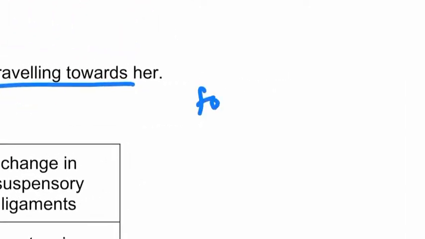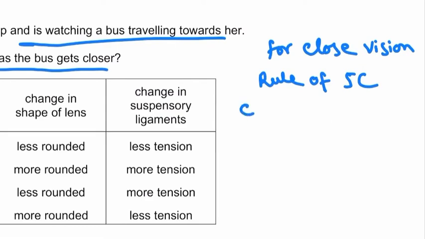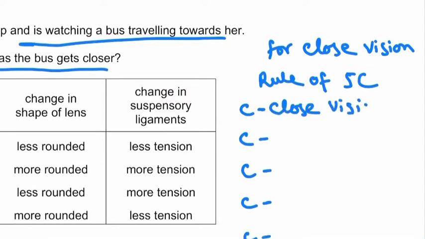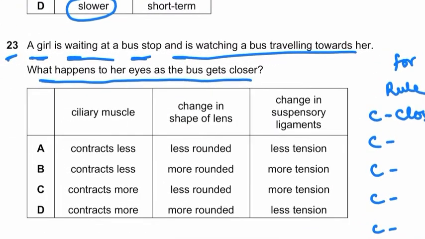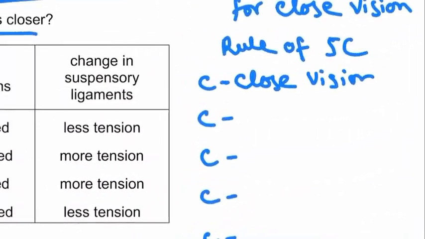So guys, for the near vision or close vision, there's a rule of 5 C's. So what do these C's stand for? C for close vision or near vision. As we can see that the bus is approaching the girl and the girl can still see the bus without the image being blurred. So the far vision is converted to near vision. Still the image is in the focus. The bus will be in the focus.